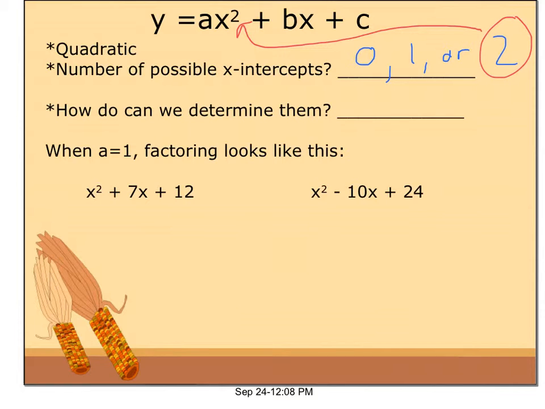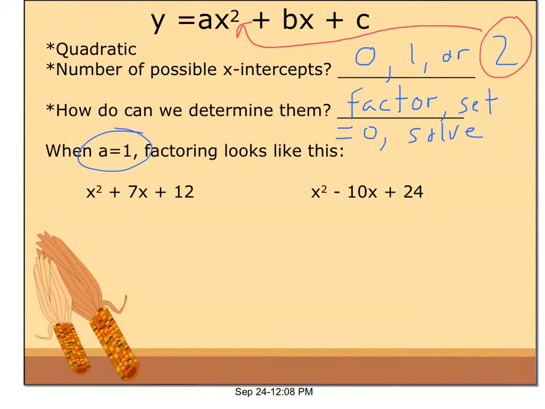Well, how do we determine what they are? That gets back to factoring. Factor, set equal to 0 and solve. That's the idea for finding x-intercepts. So over here, I've got a quadratic function: x squared plus 7x plus 12.